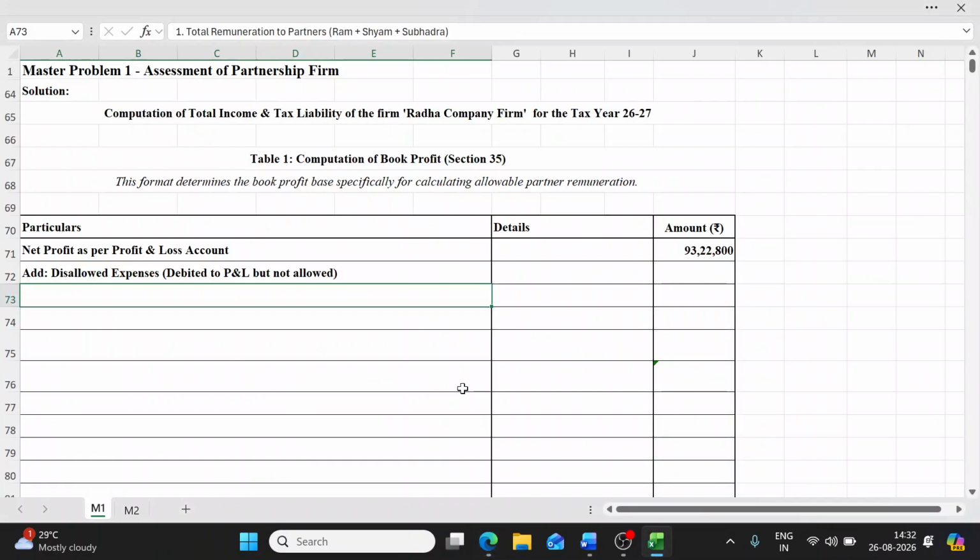So add back all remuneration paid to partners together in the net profit. So 58 lakhs is added back to find out the book profit.